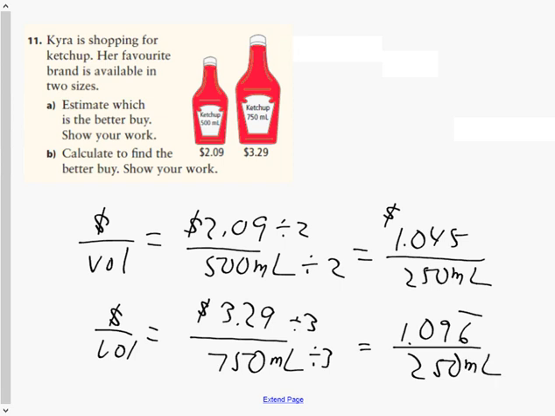Now can I compare them? Yes. Which one's the better deal? The small is. This one here is a better deal, isn't it? Why? Because it costs me less money to buy 250 mils of that ketchup, right? A quarter cup of that ketchup, or a cup of that ketchup, a quarter liter. Okay.